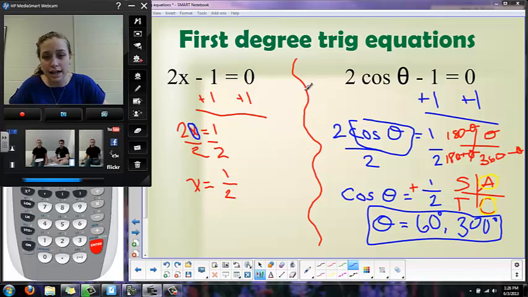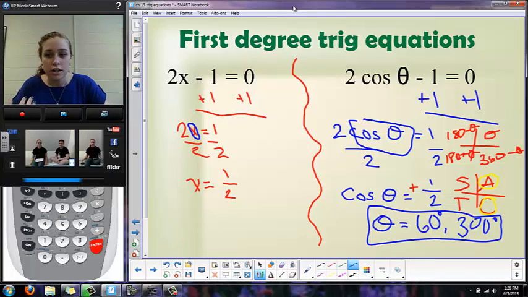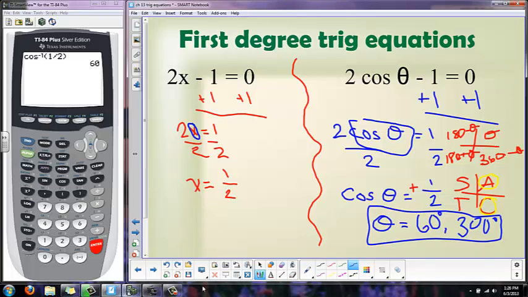So this is exactly the same thing as solving a normal equation all the way up until you get to the end. Then at the end you just have to figure out the 2 answers that are possible, okay? But solving the actual equation itself is exactly the same as something that you've already done for years. It's really, really easy. Let's try another one.